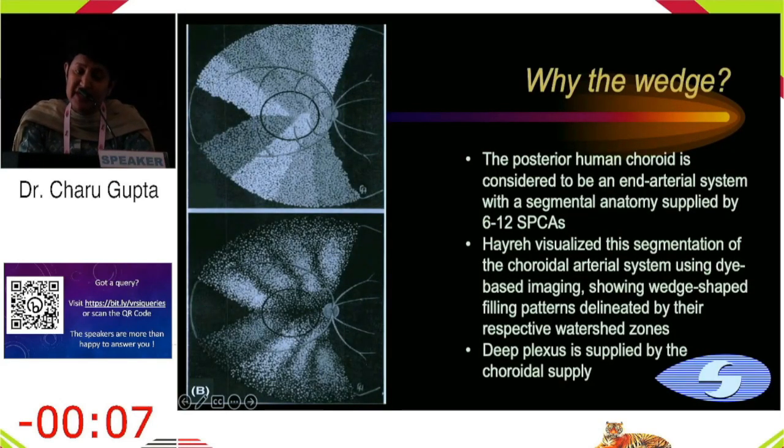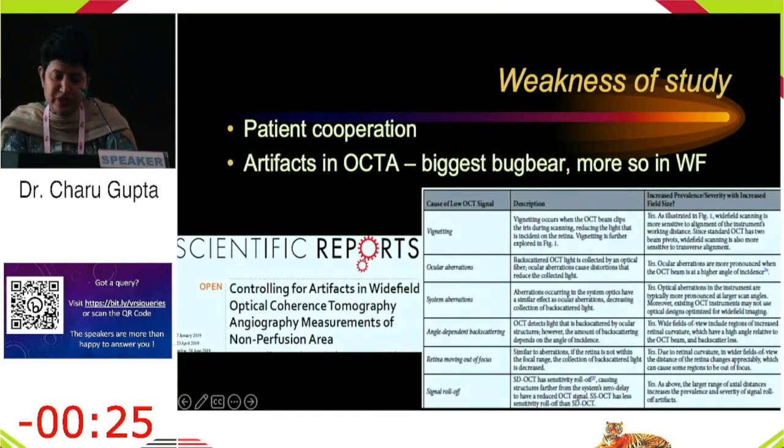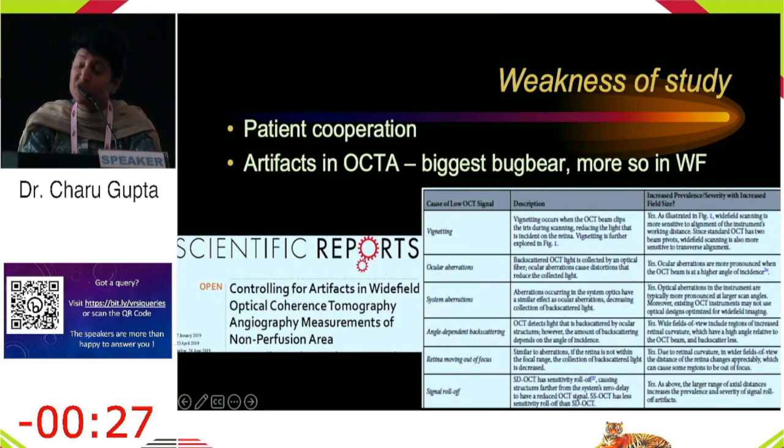The wedge is a very interesting observation. It could possibly be related to the way the blood supply comes. In the segmentation of the choroidal arterial system, they found that this wedge has a wedge-shaped filling pattern. So we are not very sure, but possibly this could be the reason why we're seeing this wedge. The weakness of the study is, of course, that you require a cooperative patient, and artifacts, especially in wide field, are much more common.